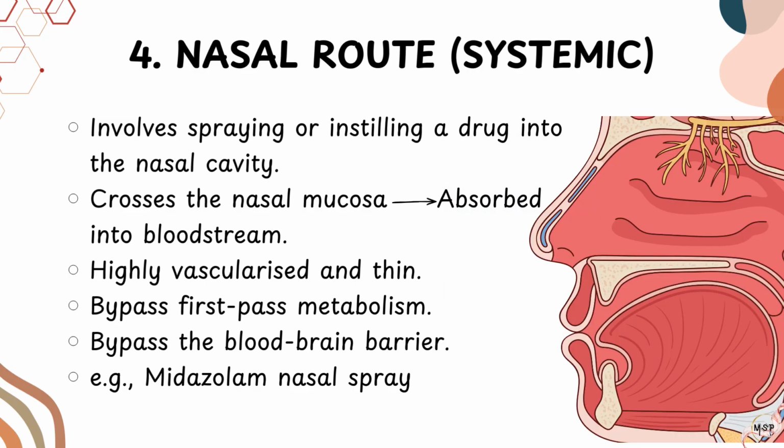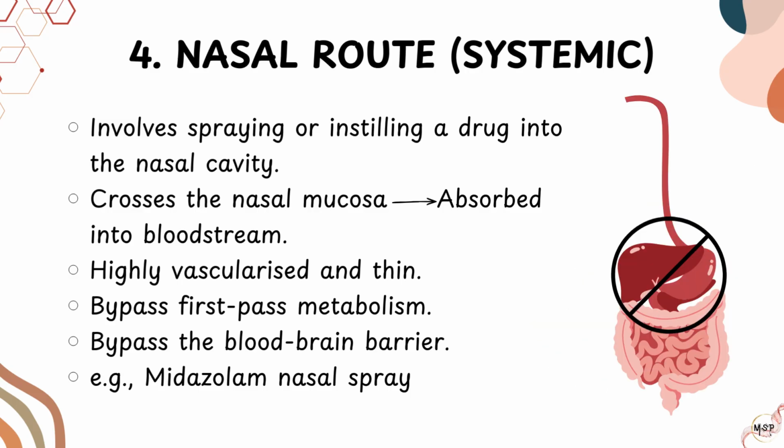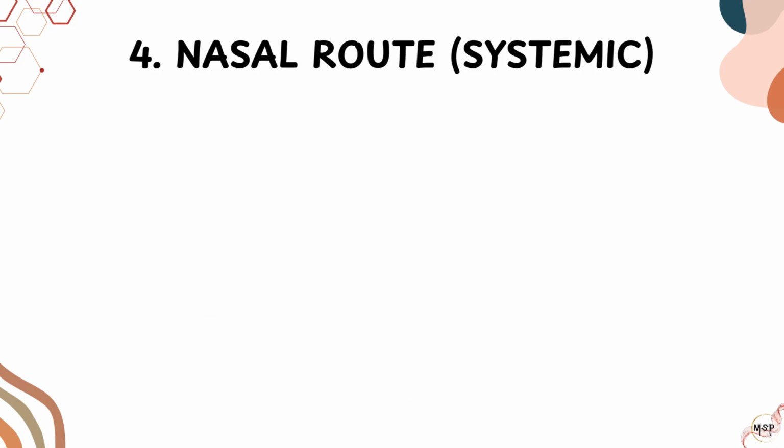Why is it so fast? Because the nasal lining is truly exceptional. It's highly vascularized, meaning tons of tiny blood vessels are right at the surface. It's thin, providing almost no barrier to drug diffusion. It offers a direct path to systemic circulation, completely skipping the gut and the liver's first-pass metabolism, for example, midazolam nasal spray. And here's the most fascinating part.